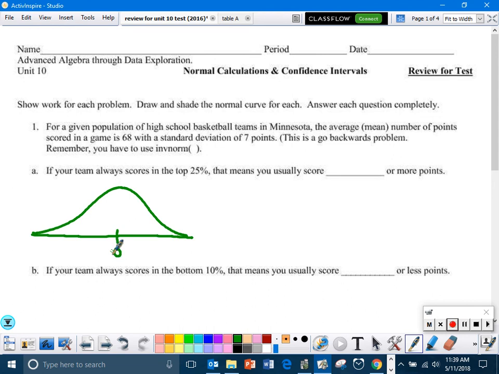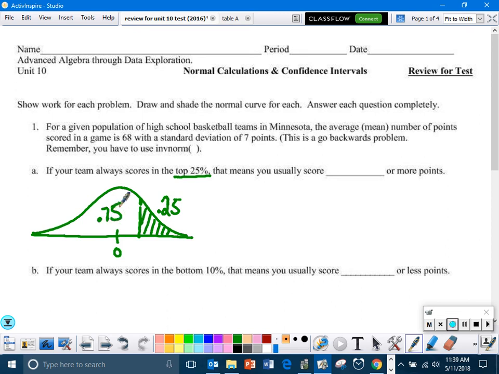And it says top 25%. So I'm just going to estimate, and I'm going to say that this is about 25%, and the decimal for that is 0.25. Remember, always change percents to decimals. Now, when we're using the table or using the calculator, remember we cannot use what's to the right. We have to use what's to the left. So if this is 0.25, then this is 0.75.